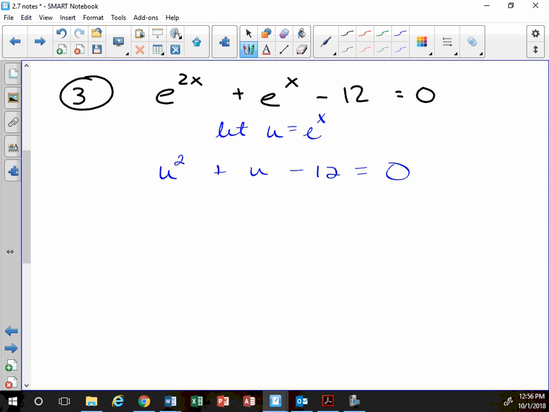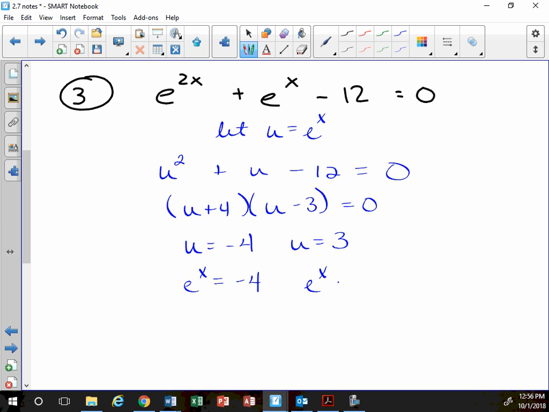So then look at my u equation. I can factor that, right? U plus 4, u plus 3. So I get u equals negative 4 and u equals 3. Am I solving for u? No. What am I solving for? Okay, so x is the variable I need to find. So I need to rewrite this now as e to the x equals negative 4 and e to the x equals 3.